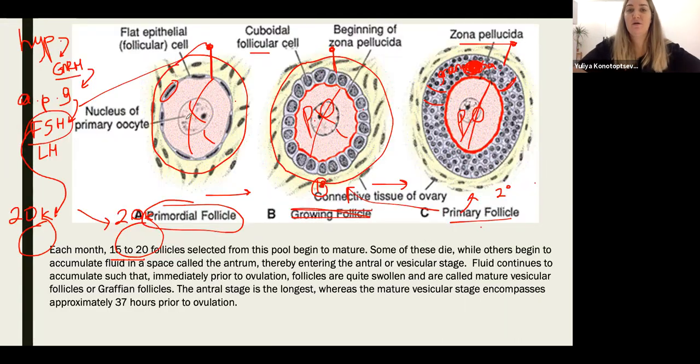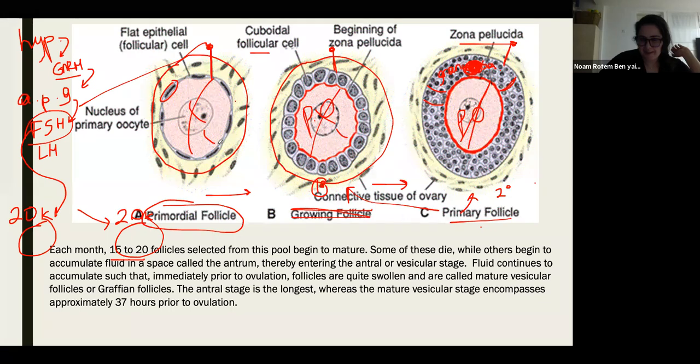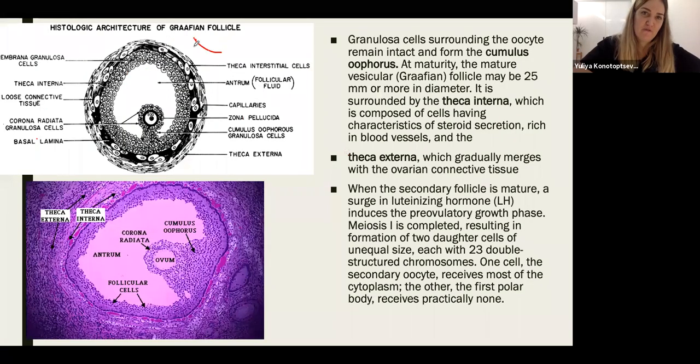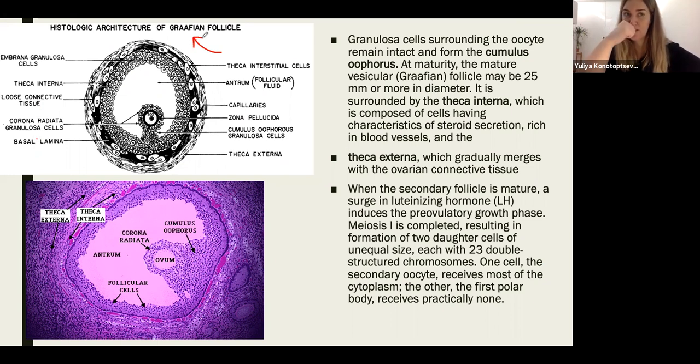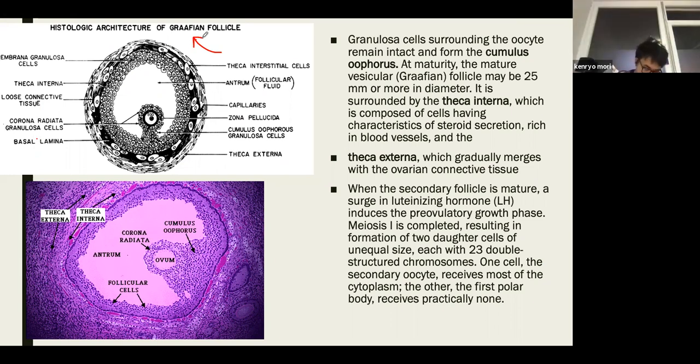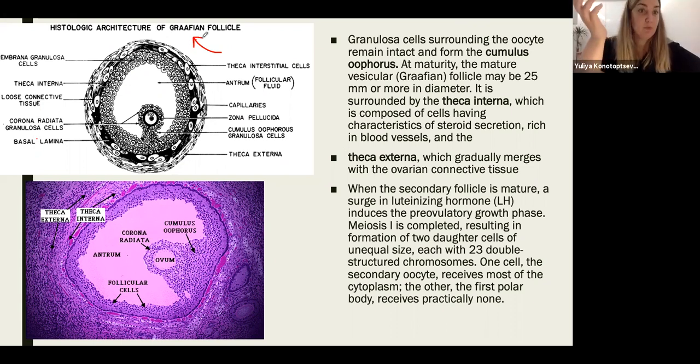Last sentence. How many follicles do we choose every month? 15 to 20. How many of them will reach the tertiary follicle stage? As you can understand, the tertiary follicle stage is the final stage. So how many of them will reach this stage of development? Just one. So what will happen to the rest of them? Apoptosis.